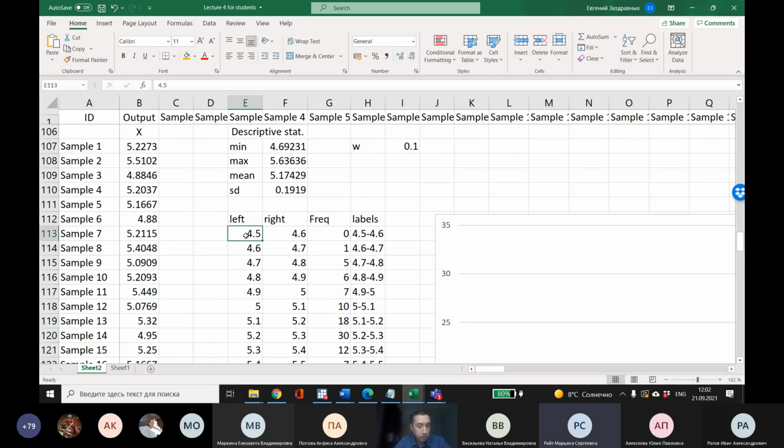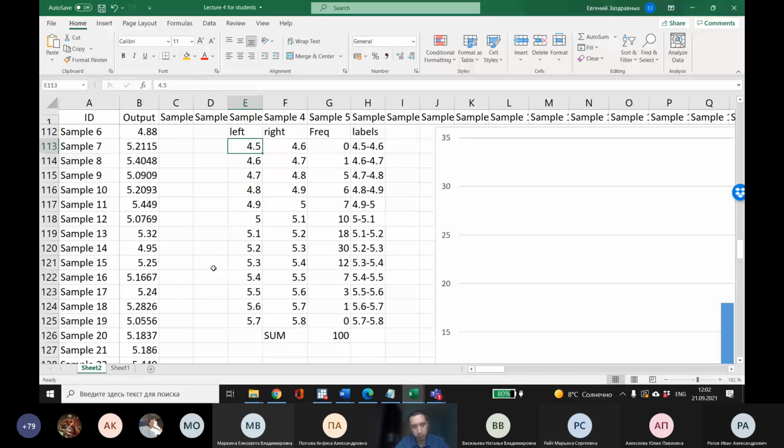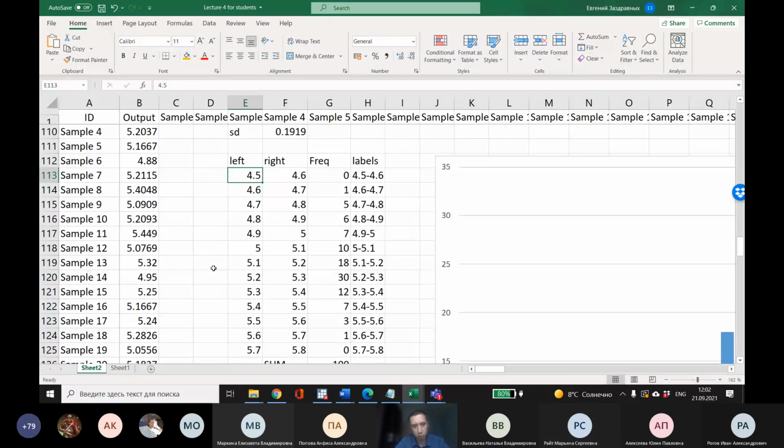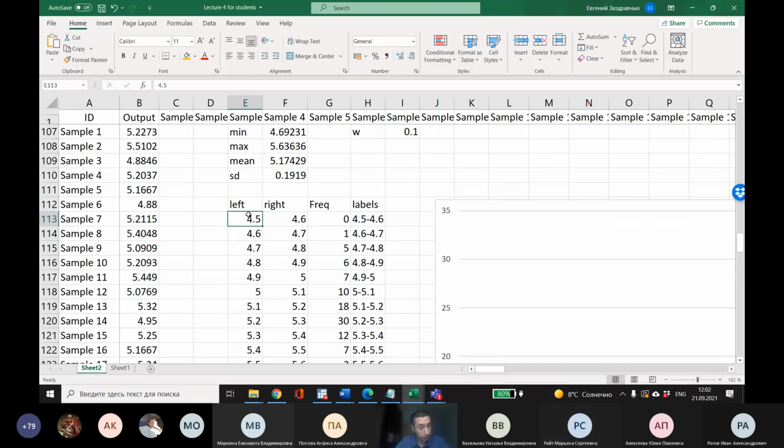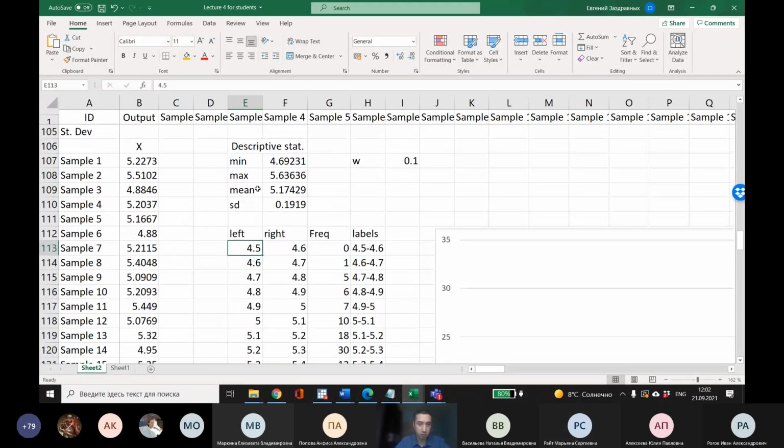Because it's convenient. I think that this point is convenient to start with. Well, 4.5 or 4.0. You remember that our frequency distribution should be convenient for the reader. And this is the reason why I use 4.5 and 0.1 class width. Okay, thank you. And 4.5, the most important, is smaller than our minimum value.